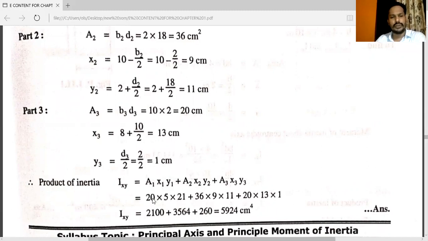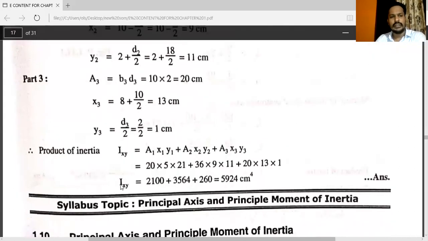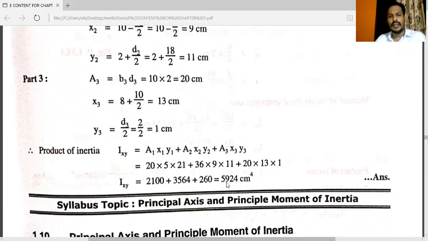Here a1 is equal to 20, x1 is equal to 5, y1 is equal to 21. For a2, the answer is 36, x2 is 9, and y2 is 11. A3 is 20, x3 is 13, and y3 is equal to 1. So after putting the values, you will get the product of inertia, that is Ixy, that is 5924 centimeter raised to 4.